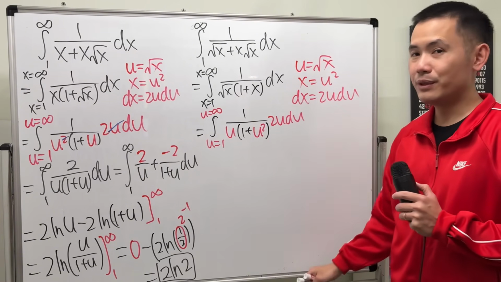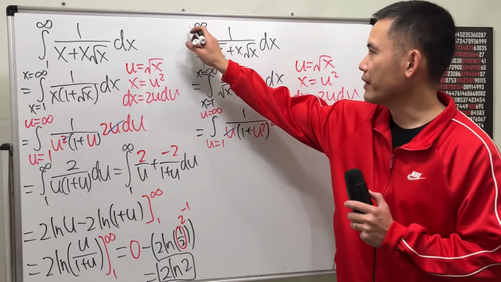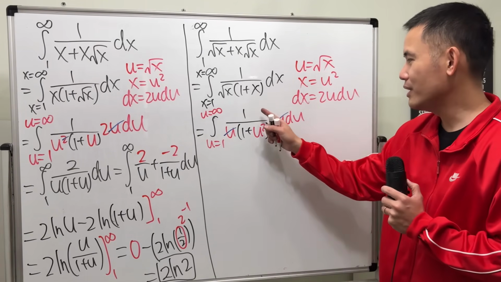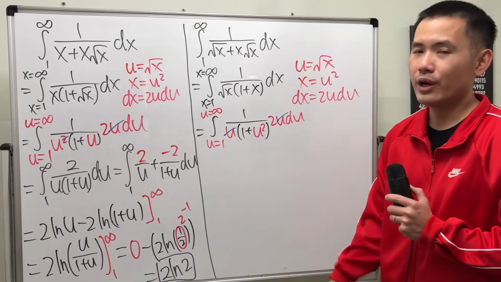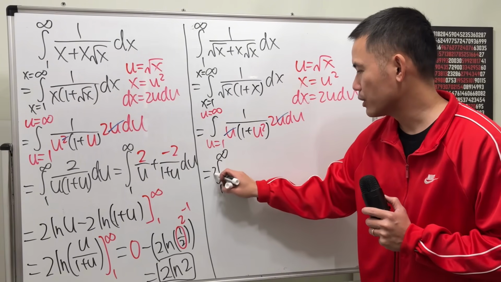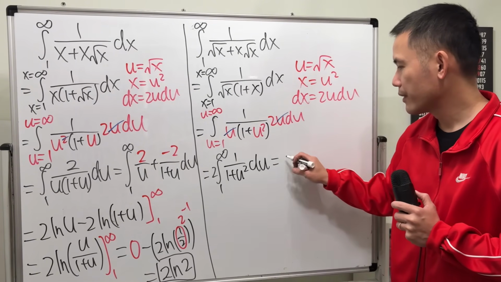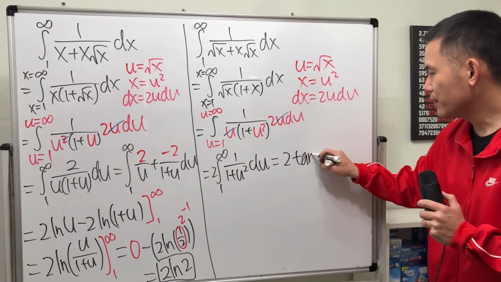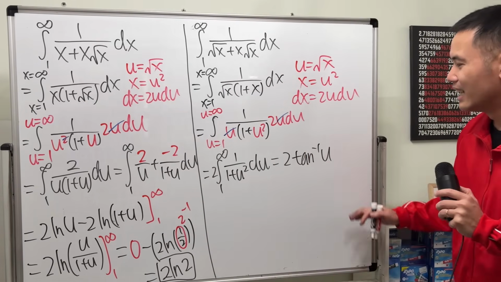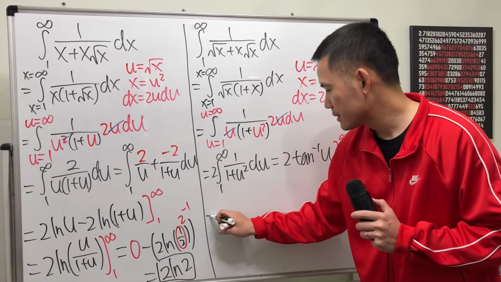Very similar, huh? And then u cancel. But now, do we do partial fractions? No, because when we integrate a number over 1 plus u squared, we will just get inverse tangent. This is just the integral from 1 to infinity. I can put a 2 to the front, and then we have 1 over 1 plus u squared. That will give us inverse tangent, which is a very different answer than this, right? Alright, and then we plug in infinity and plug in 1.